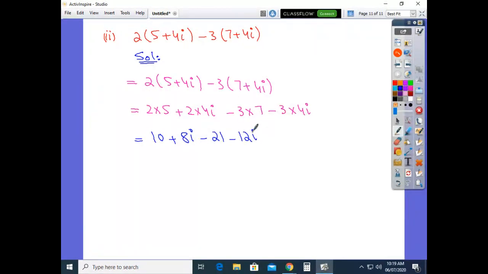Now take the real part on one side and imaginary part on the other side. After simplification, 21 is the larger number, it contains negative sign, therefore we have a negative sign. After subtracting these two numbers, we get 11. Similarly, 12 is the larger number, it contains negative sign, we have a negative sign. After subtracting, we get 4 iota, which is our required standard form of a complex number.